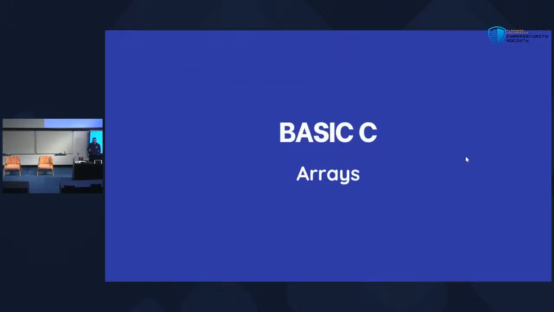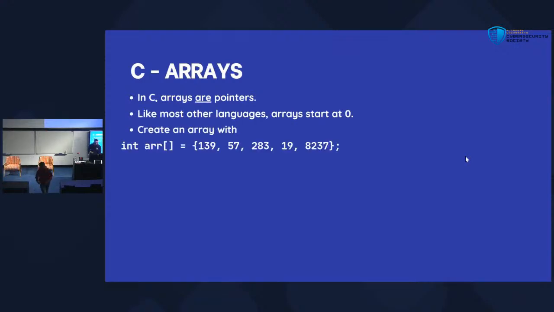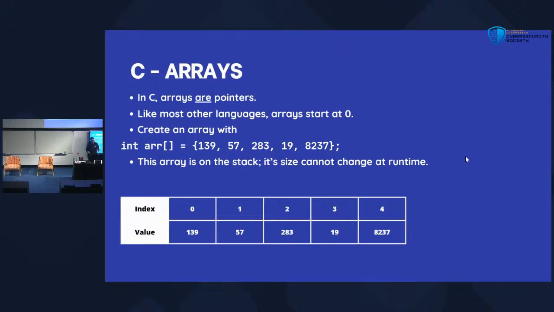There's also arrays in C, which are another thing that we need to know because they work a bit different in C to other languages. So in C, arrays are pointers. Like most other languages, arrays start at 0. And we create an array with this syntax. So the data type, how we want to treat the data, in this case an int, then we're calling it R. We have our square brackets, and then we set it to a list of numbers. And if you care, this array is on the stack, so we can't change its size at runtime. And this is how that would sort of look. So the first index, index 0, stores the first value, and so on up to the length of the array.